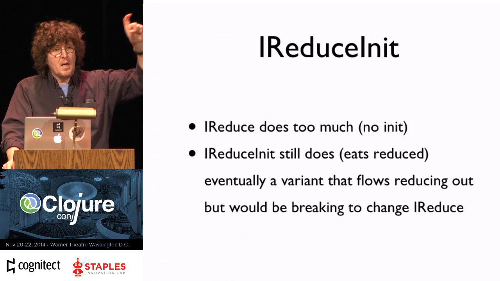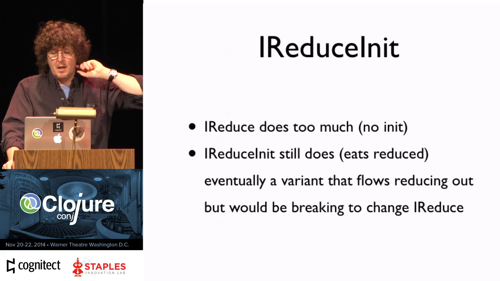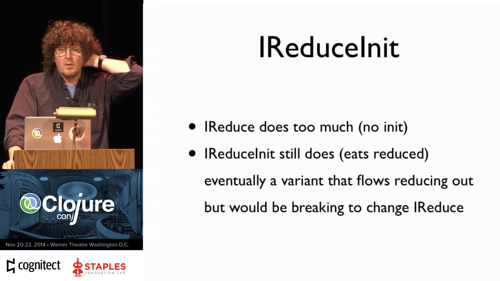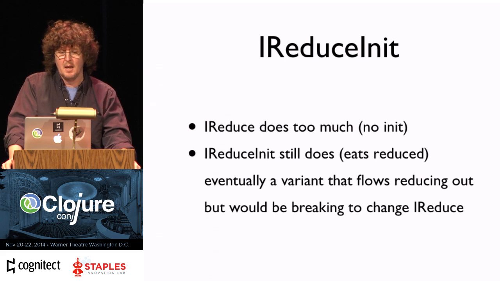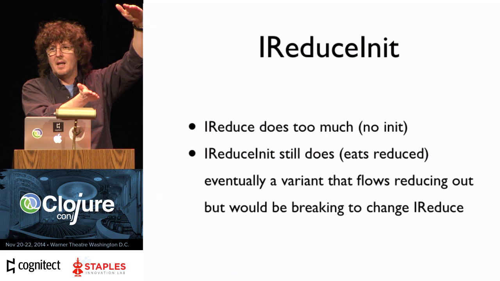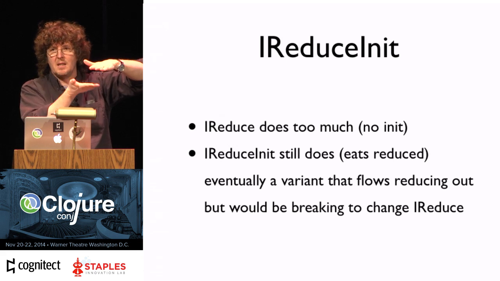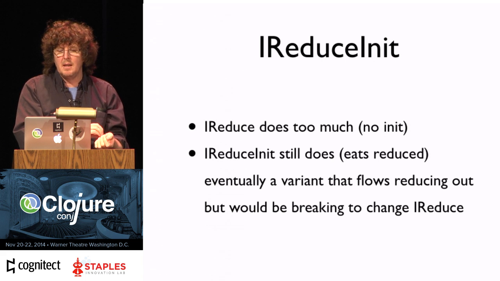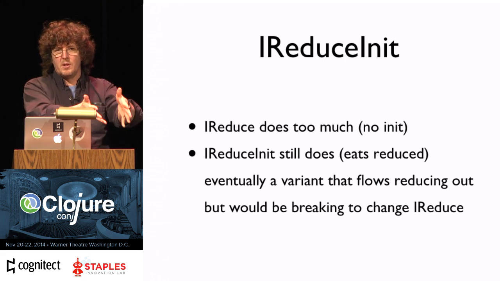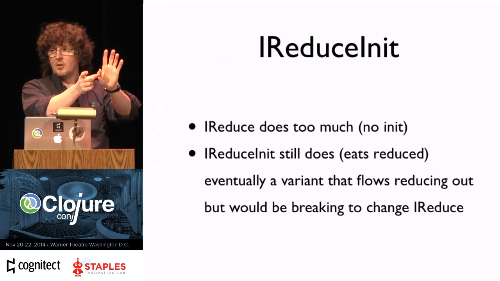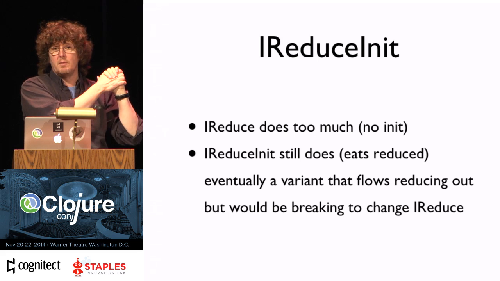So IReduce did too much, right? It has the no init flavor, which I really don't like, but I can't just change it because people have implemented it and they have code that depends on it, so I can't change its semantics. So all I did was split IReduce into two halves. IReduceInit takes an init, and IReduce derives from it and adds the no init flavor. But IReduceInit still does something I wish it didn't, which is that it eats reduced. In other words, if there's a reduced returned by the function internally, it eats it. It says, OK, I should stop, and it stops, but it returns the final result.